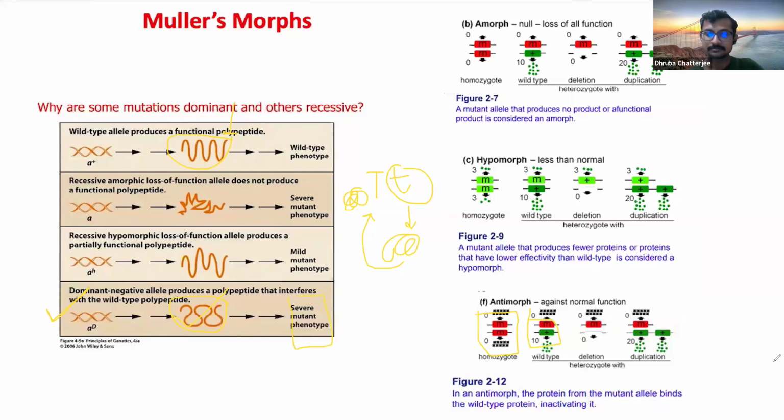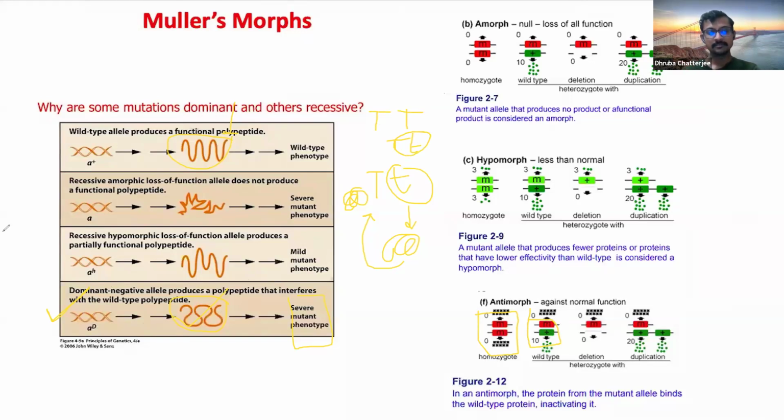So only if you have the wild type homozygous, you get the normal organisms. In case of heterozygous also, in this scenario, if you have this dominant negative allele, then it will be a problem. We will have the mutant phenotypes, right?